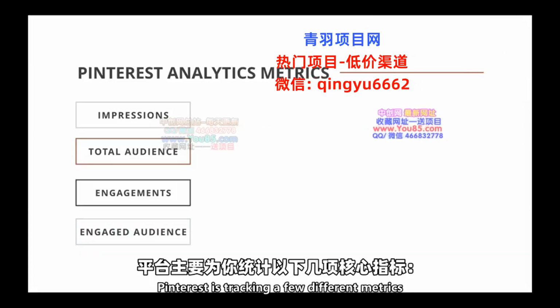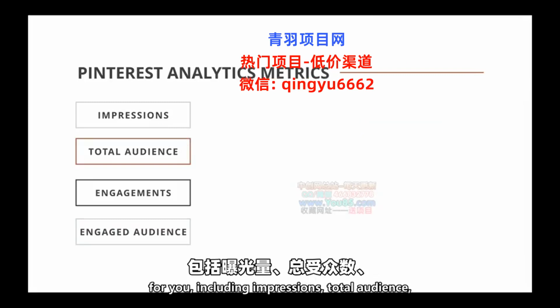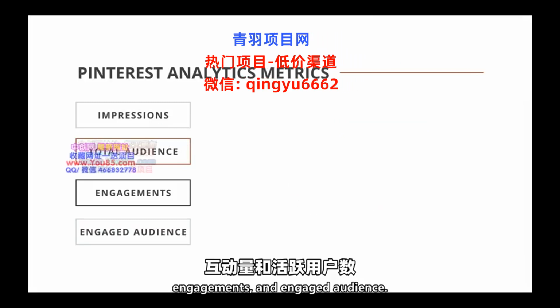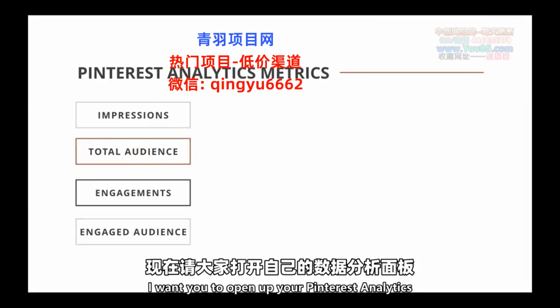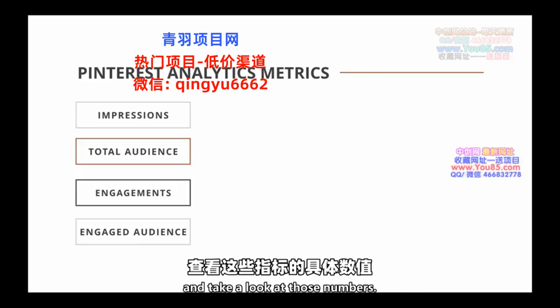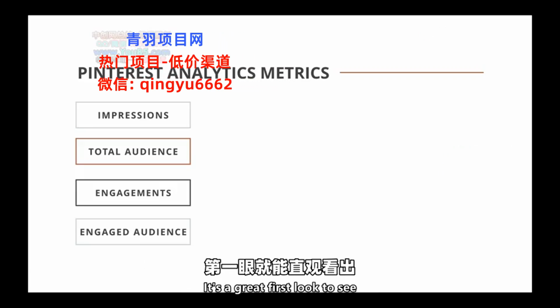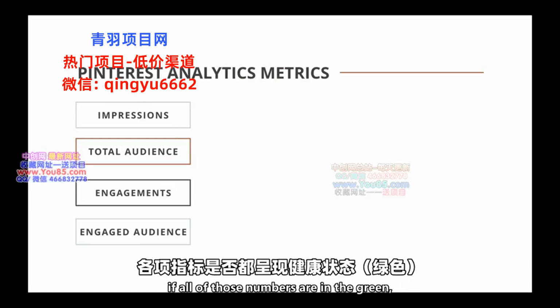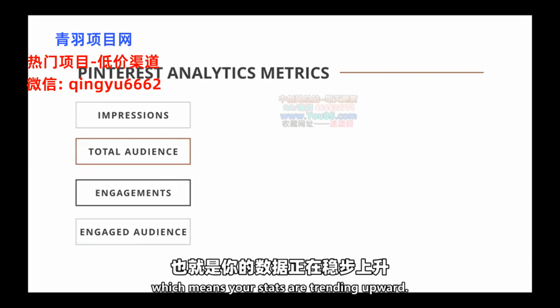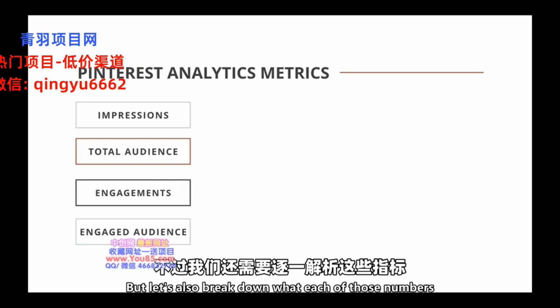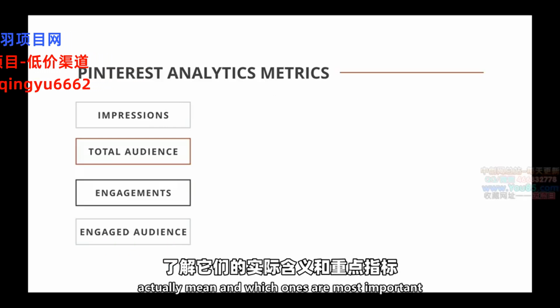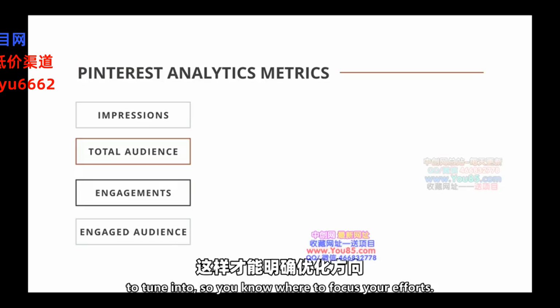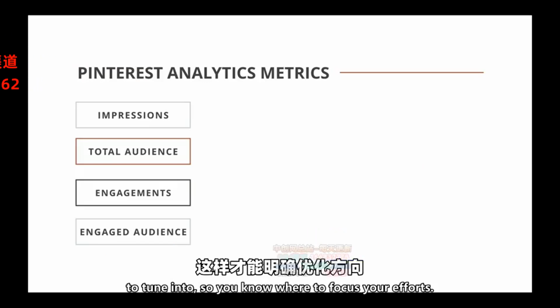Pinterest is tracking a few different metrics for you, including impressions, total audience, engagements, and engaged audience. I want for you to open up your Pinterest analytics and take a look at those numbers. It's a great first look to see if all of those numbers are in the green, which means your stats are trending upward. But let's also break down what each of those numbers actually mean and which ones are most important to tune into so you know where to focus your efforts.